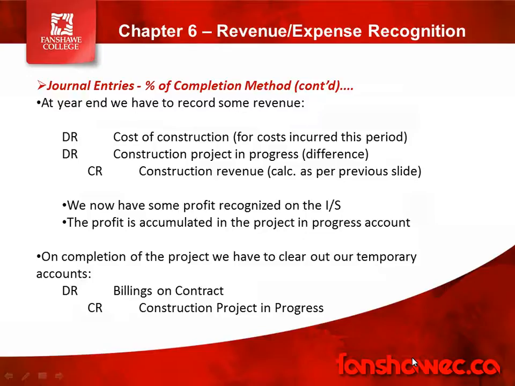Okay? So again, percentage of completion, 4 entries every year, no matter what. Your 3 standard entries: record your costs to PIP, record what you invoice the customer, that goes to BOC, and record what the customer paid you. And then the final entry is this one on this overhead, which is a revenue recognition entry. So those 4 entries every year, and then in the final year of the project, you have this one last entry to debit billings on contract, credit construction project in progress.